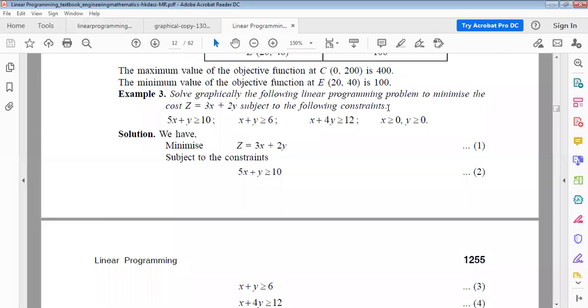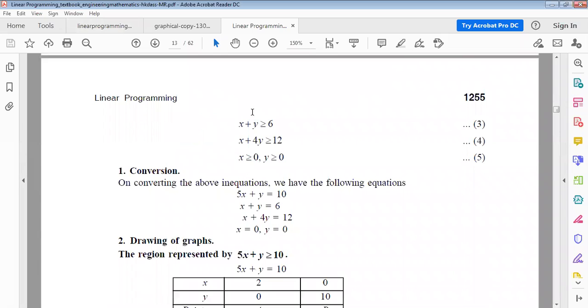Solve graphically the following linear programming problem to minimize the cost. Z equals thrice x plus twice y subject to the following constraints, all greater than or equal to. This is actually a minimization problem, which is why it is greater than or equal to. Now the minimization objective function is this, subject to these given constraints, and this is the non-negativity restriction.